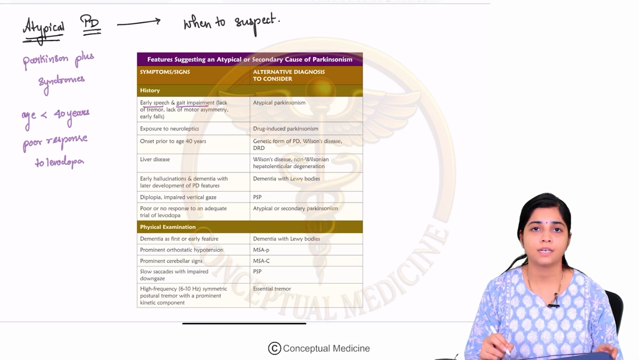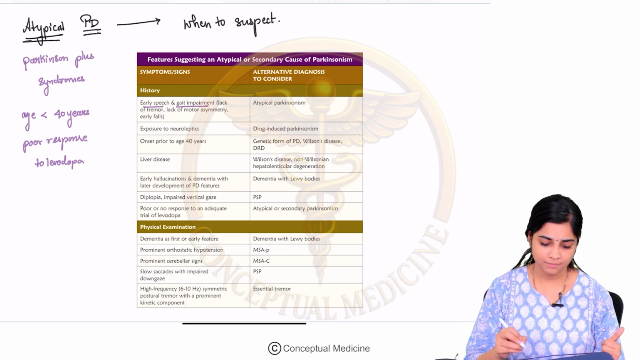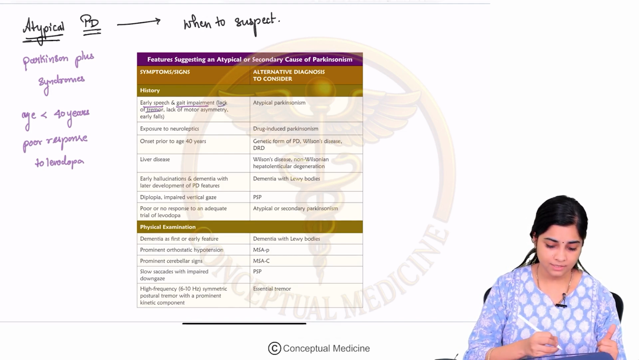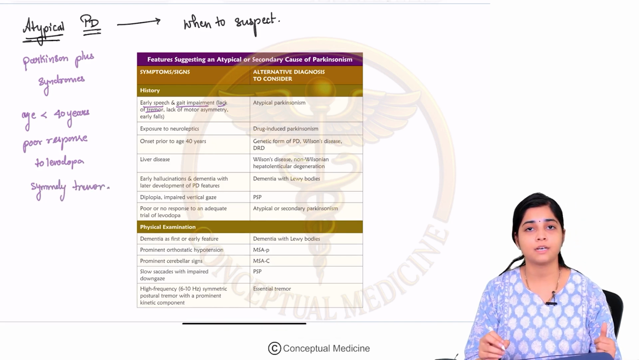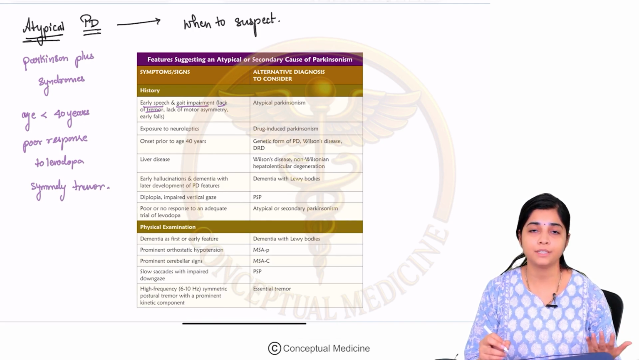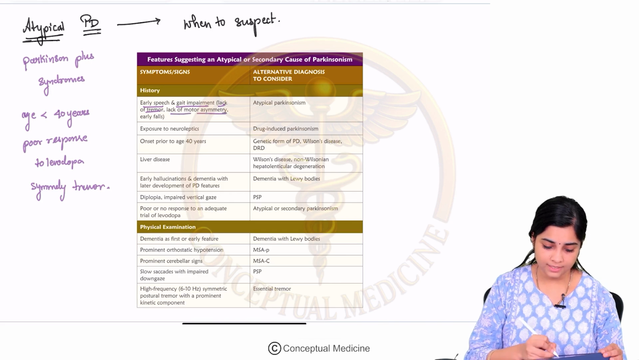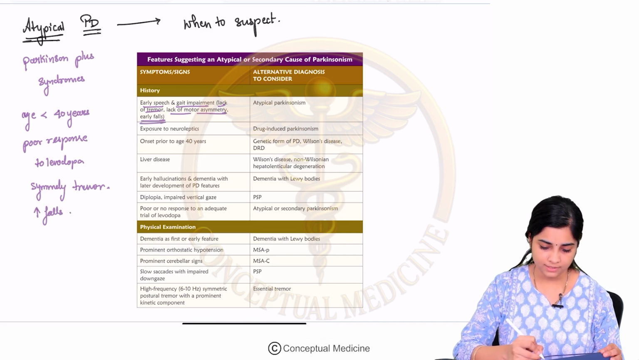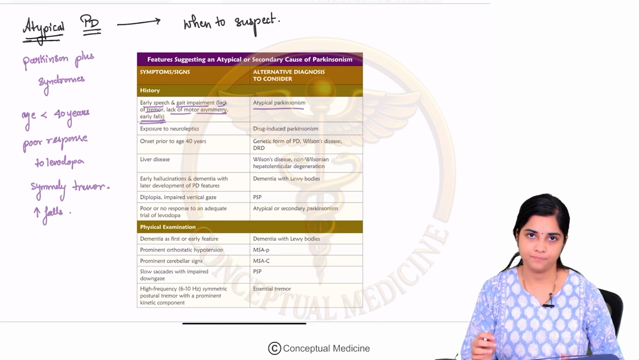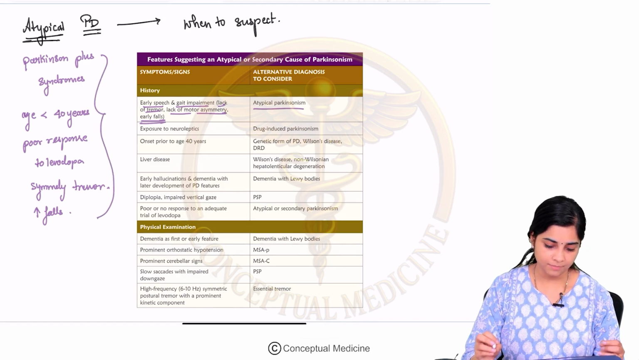We had seen that there are only the TRAP features which are the cardinal signs. Early speech and gait impairments, lack of tremulousness, and more symmetrical tremors. If the tremors are more symmetrical, because we told you that tremors are usually asymmetrical in PD, think of atypical PD. Lack of motor asymmetry, early falls, increased falls: early falls, you consider atypical Parkinsonism. So these are the features with which you will consider atypical Parkinsonism.